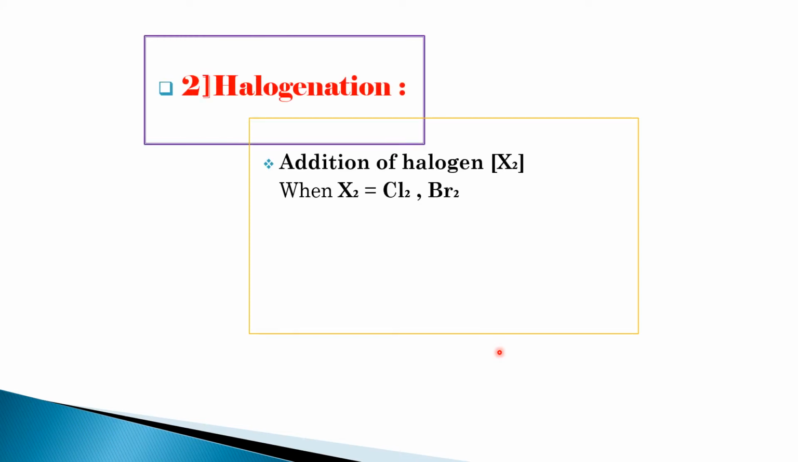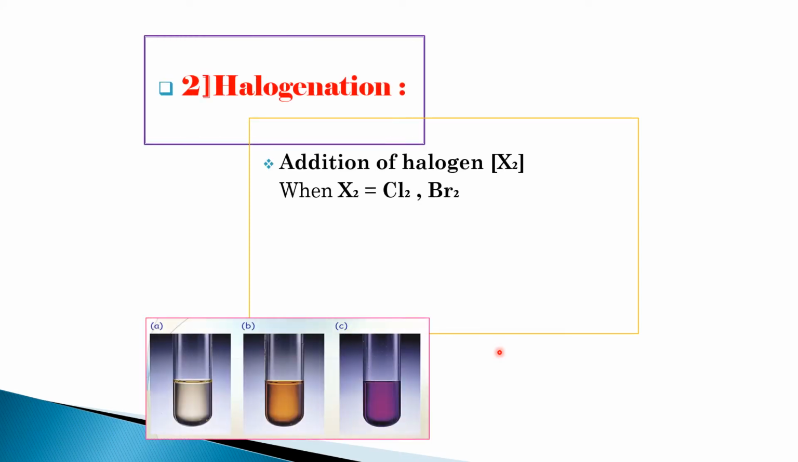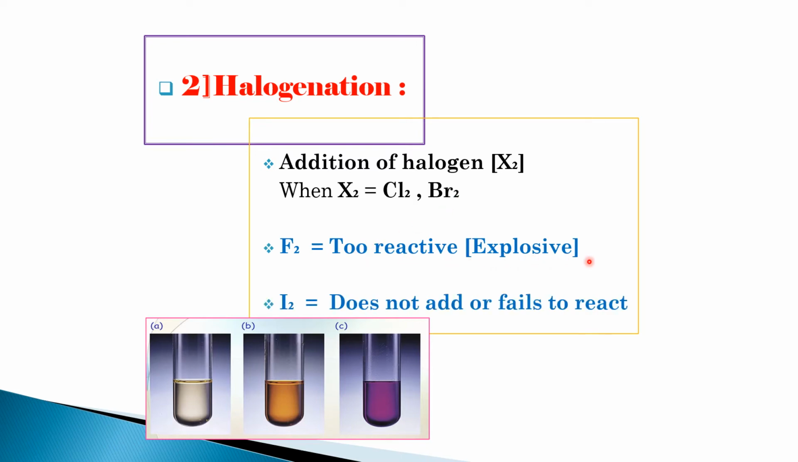Then halogenation. Halogenation means addition of halogen, where X2 is equal to Cl2 or Br2. F2 is too reactive, so that type of reactions are explosive. I2 does not add or fails to react because of its larger atomic size. Halogenation of alkenes is also an electrophilic addition reaction.